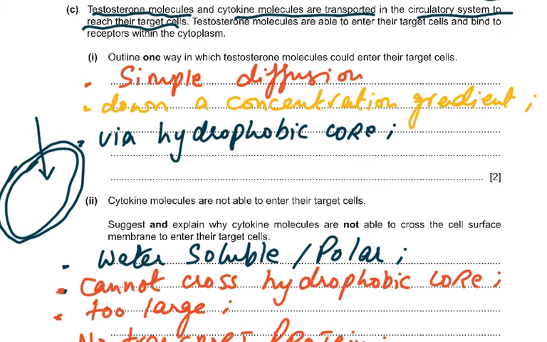So one way in which testosterone molecules could enter their target cells, it says testosterone molecules are able to enter their target and bind to receptors within the cytoplasm.